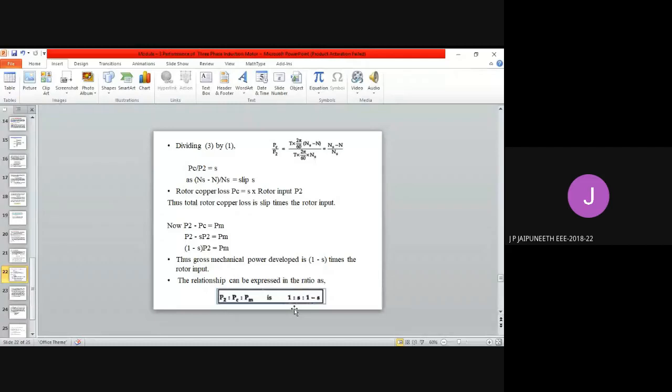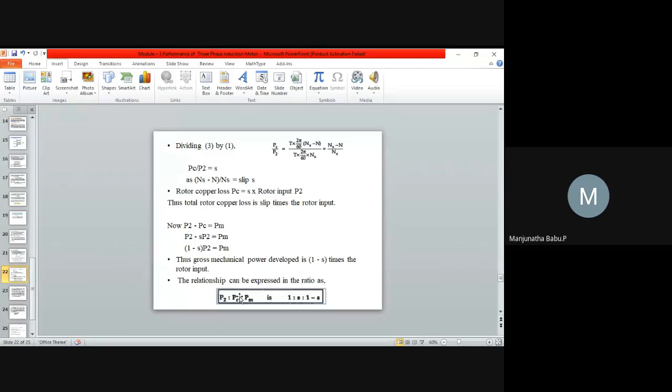Yes, sir. So P2 by PC is equal to 1 by S. We know P2 is equal to 49 kilowatts, and we know slip is equal to 0.04. So find what is PC. 1960, sir. Okay, so PC is equal to 1960 watts.